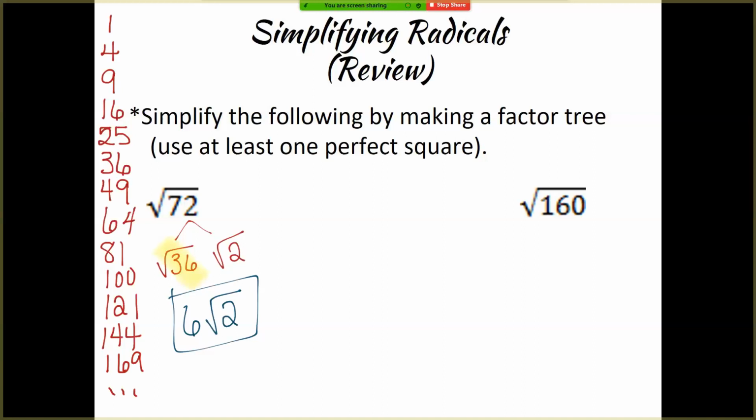Looking to the question on the right, I have the square root of 160, which separates into the square root of 16 times the square root of 10. I know the square root of 16 is 4, because 4 times 4 is 16. And then my square root of 10 gets brought down. So that's a quick review of simplifying radicals. We're going to need to remember how to do that for the quadratic formula.